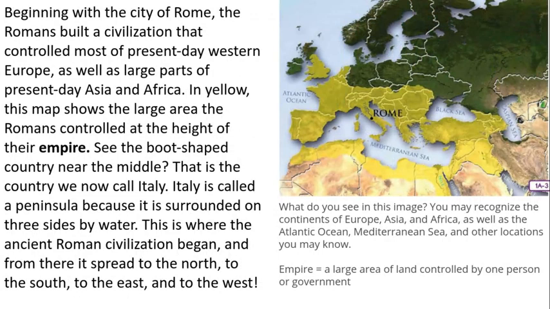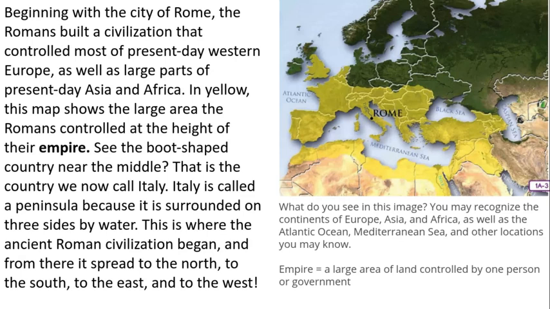Beginning with the city of Rome, the Romans built a civilization that controlled most of present-day Western Europe, as well as large parts of present-day Asia and Africa. In yellow, this map shows the large area the Romans controlled at the height of their empire. See the boot-shaped country near the middle? That is the country we now call Italy.